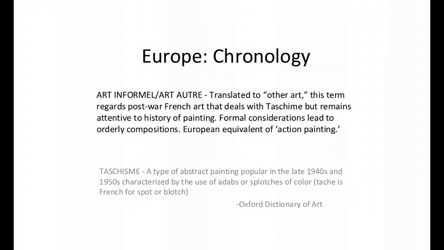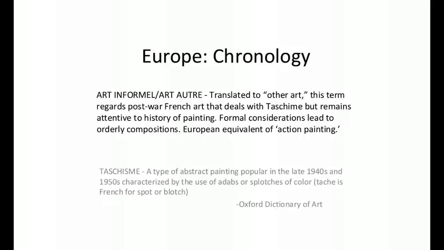All right, really quickly, before we start talking about what happened in Europe, I want to give you this term. It's actually two terms that generally mean the same thing. They're kind of interchangeable. Art informel and art autre. Basically, that means other art. This term regards post-war French art that deals with tachisme, and the definition for tachisme is below here, which is specifically a type of abstract painting.